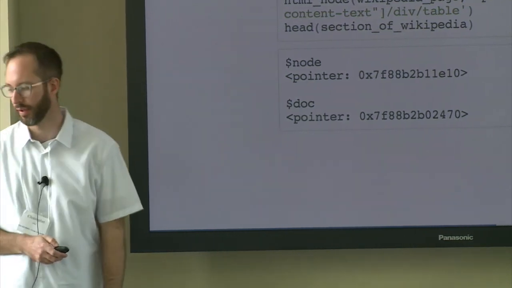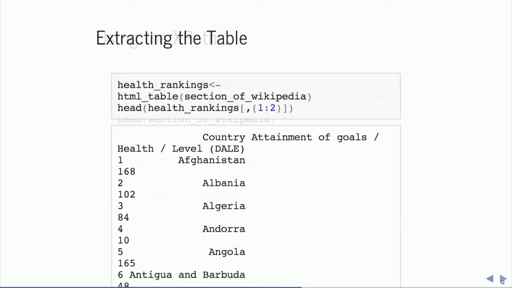We still don't have that neat table. And so we need to use another function, because we've got down to the branch, but within the branch there's still a bunch of stuff. And what we want is this table. And so here, if we apply the HTML table function, once we're on the right node, it's going to pull out all of the table-style objects from that node.